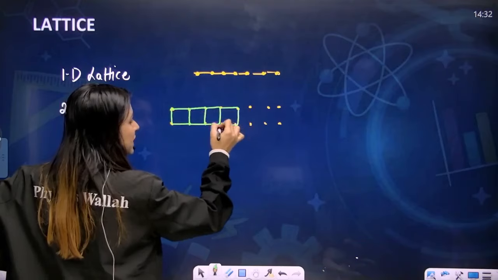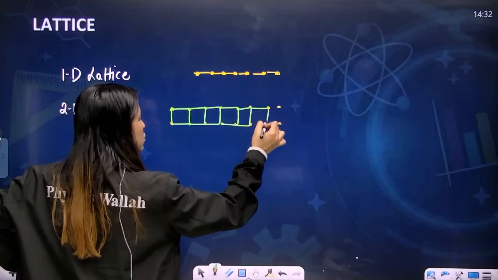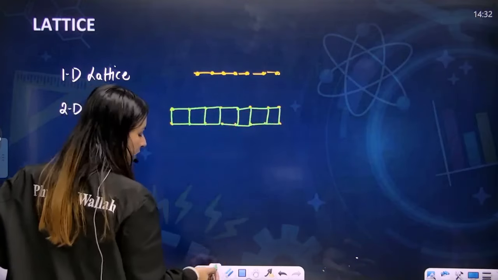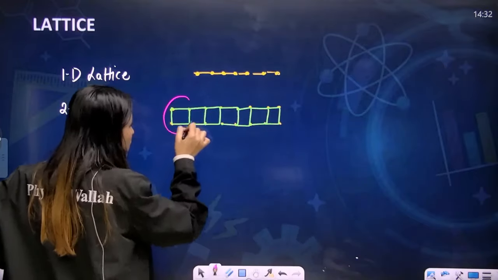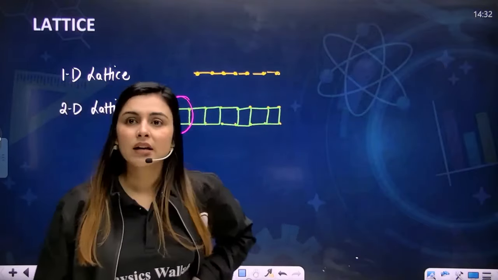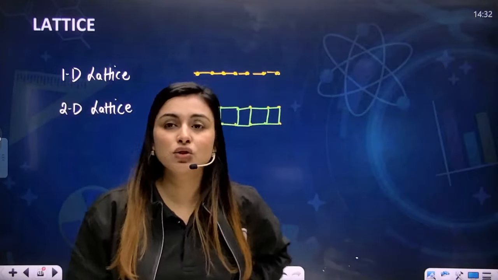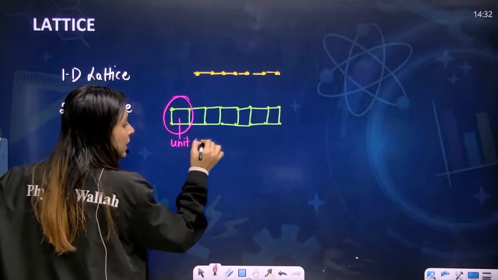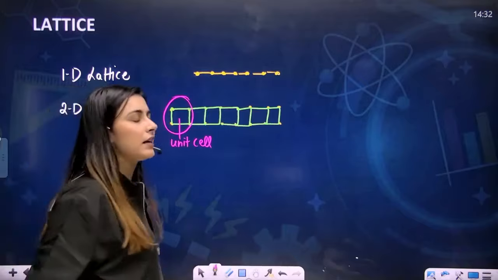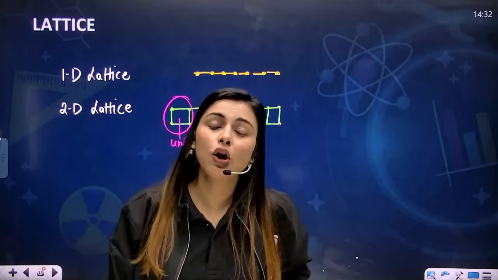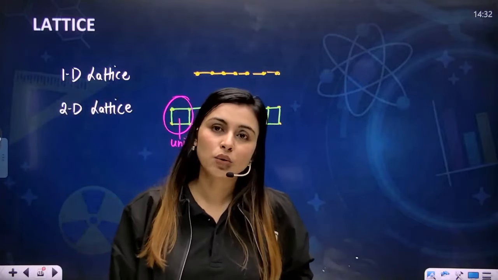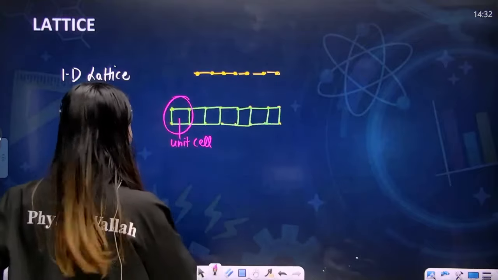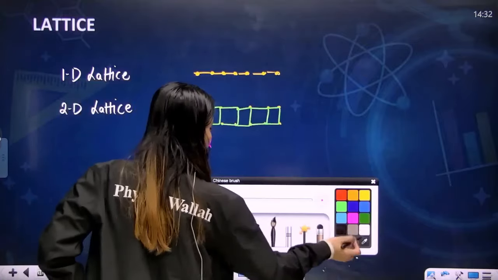Can you see one thing here, my dear students, in this two-dimensional lattice? This particular square is repeating again and again. So this one particular cell will be known as your unit cell. And since it is repeating again and again in two dimensions, it will be your two-dimensional lattice. Okay, let's talk about the three-dimensional lattice now.